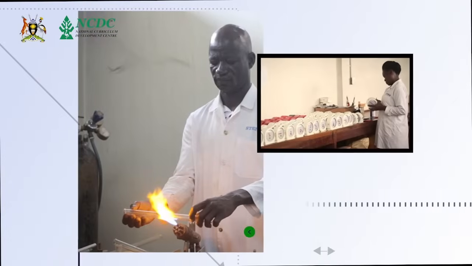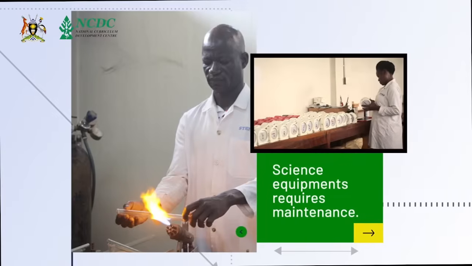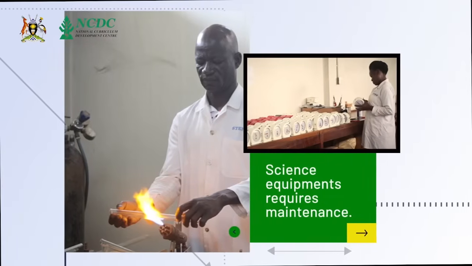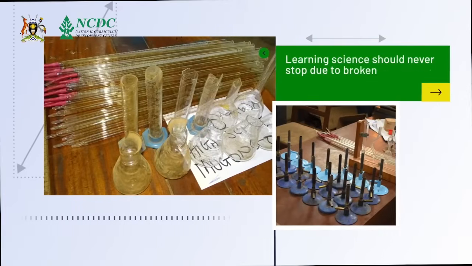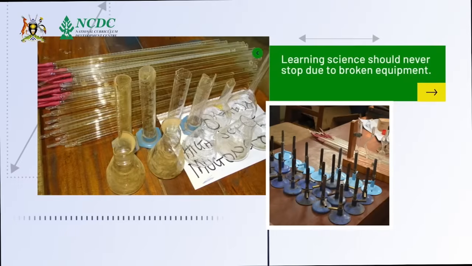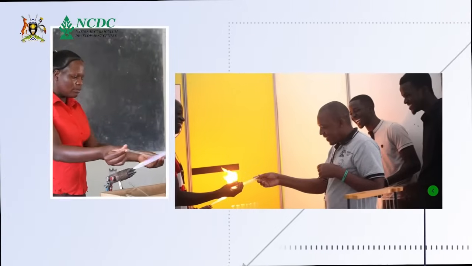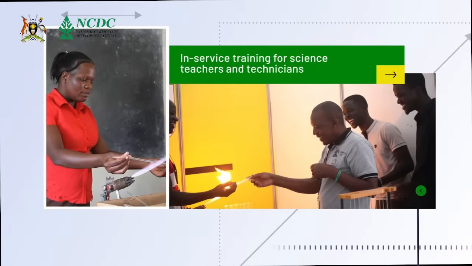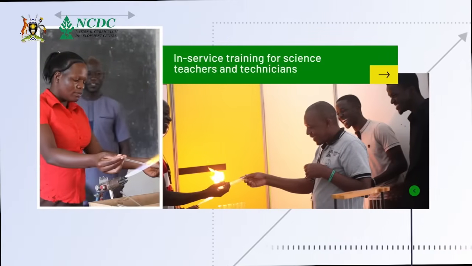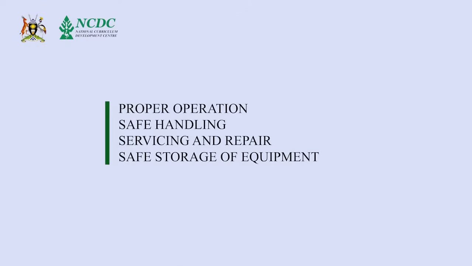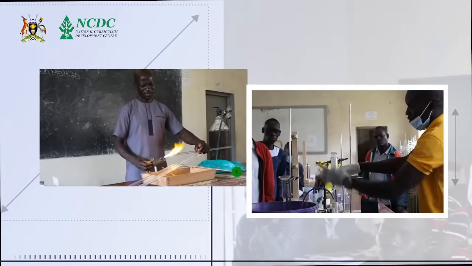Science equipment requires maintenance. STEPD provides repair and servicing support to institutions to ensure laboratories remain functional and effective. Learning science should never stop due to broken equipment. The department also conducts in-service training for science teachers and technicians. They are trained in proper operation, safe handling, servicing and repair, and safe storage of equipment. Empowering teachers means empowering learners.